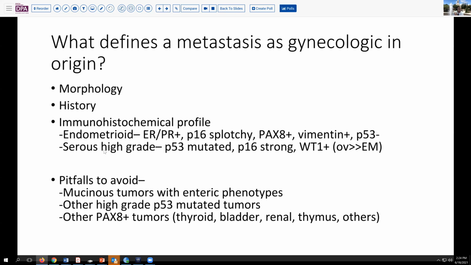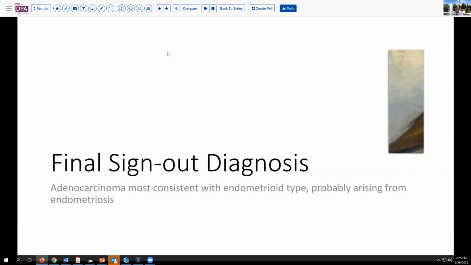So in our particular patient, what were the findings? Well, the tumor did express PAX8. It did express a patchy P16 positivity. It did express ER and PR and was P53 negative. So we felt we should sign this out as an adenocarcinoma, most consistent with an endometrioid type adenocarcinoma. We'd have to postulate that this is a primary tumor potentially arising from long-standing endometriosis.